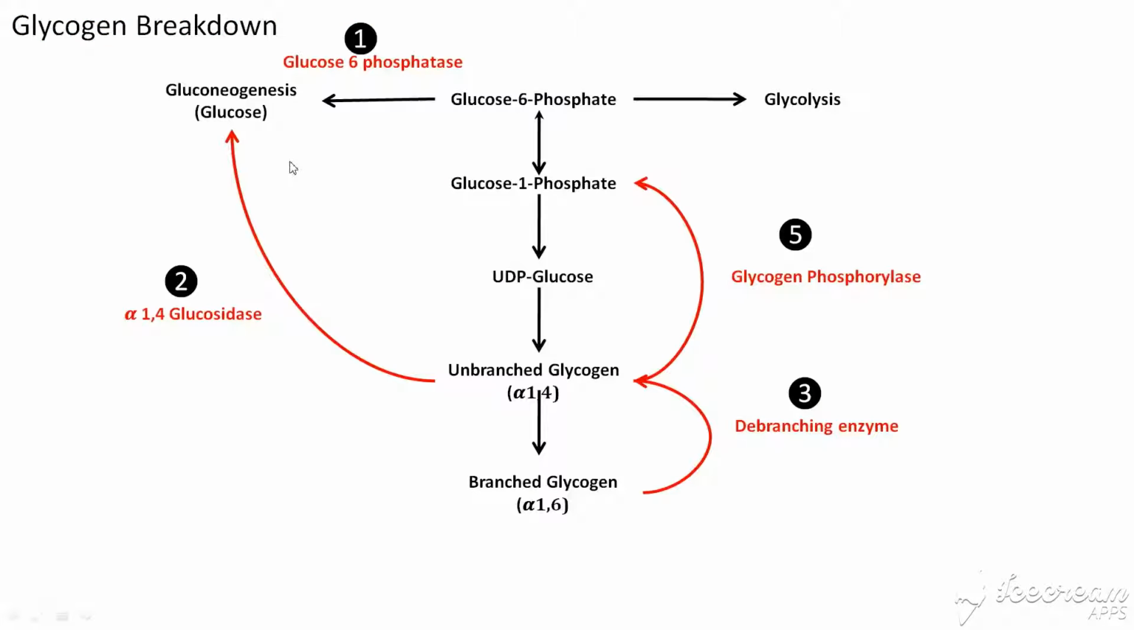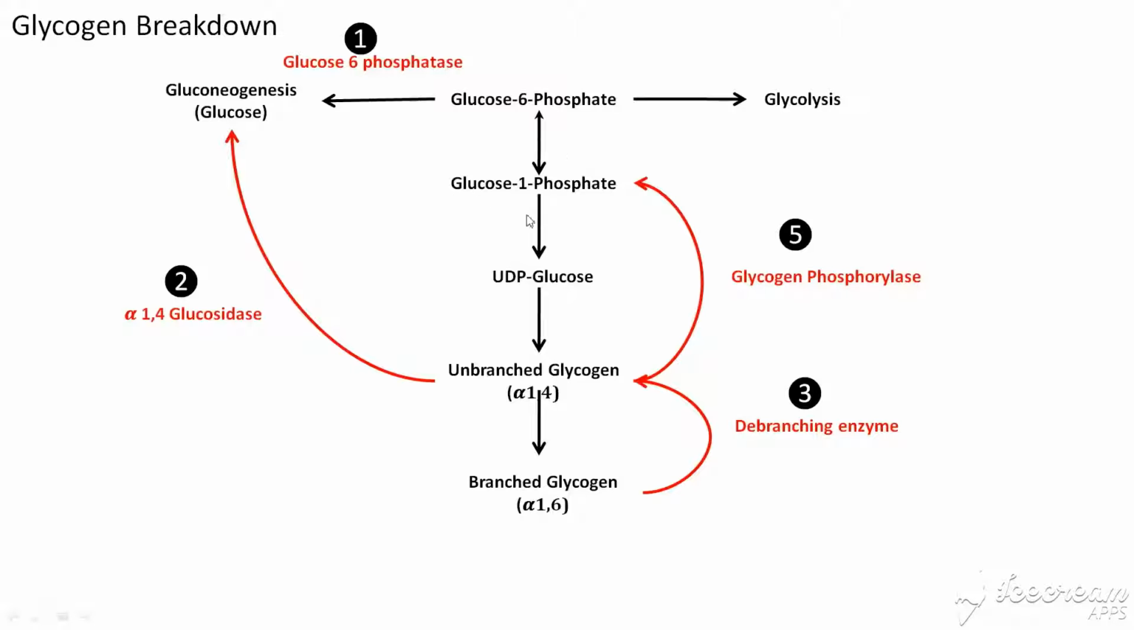So before we could understand the glycogen storage diseases, we need to understand the glycogen breakdown process in more detail. So in our cells, we're going to have stored branch glycogen. So this is going to be found in the liver and in the muscle. Now the branch glycogen, which has alpha-1,6 glycosidic bonds, is going to be broken down into unbranched glycogen by the debranching enzyme. Now the unbranched glycogen, which contains alpha-1,4 glycosidic bonds, is going to be broken down into glucose 1-phosphate by the enzyme glycogen phosphorylase.